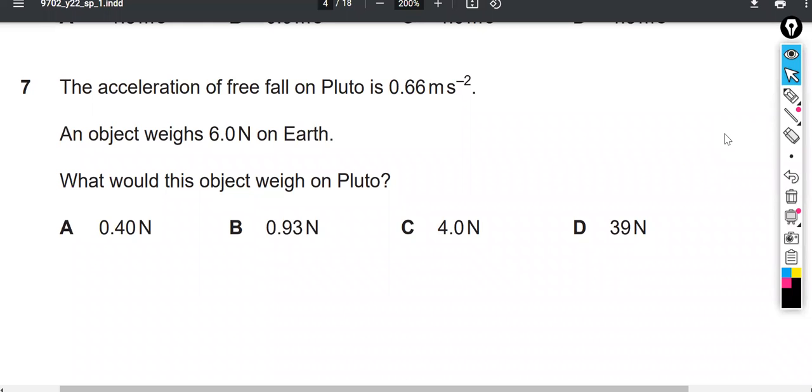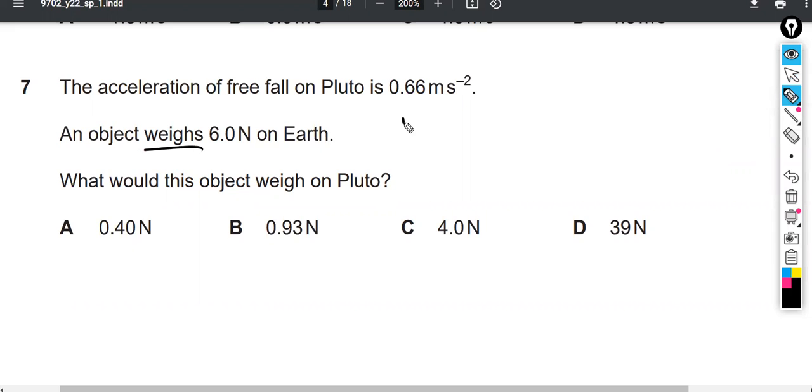Hello and welcome. In this worked example, we're considering the acceleration of free fall on the planet Pluto, and it's only 0.66 meters per second squared. We know that an object weighs 6.0 newtons on Earth. What would this object weigh on Pluto?